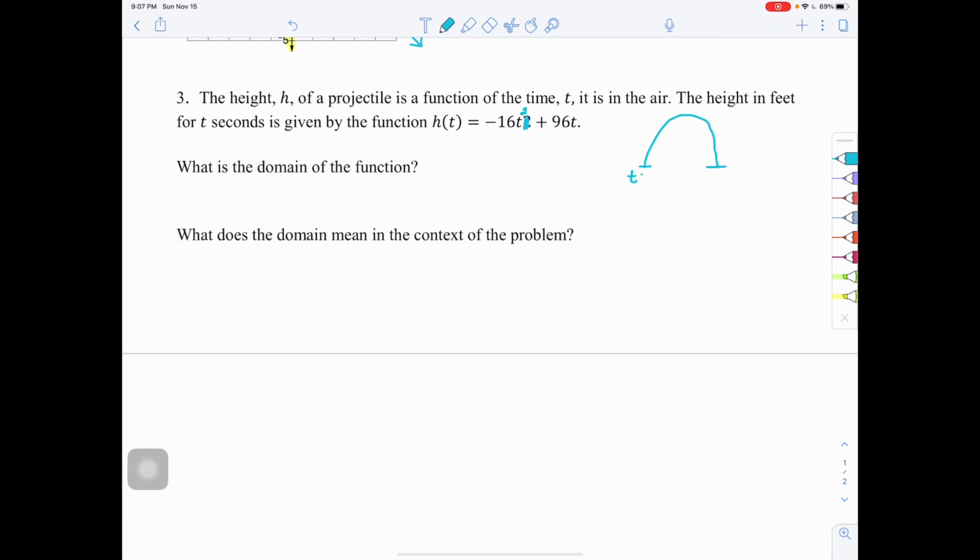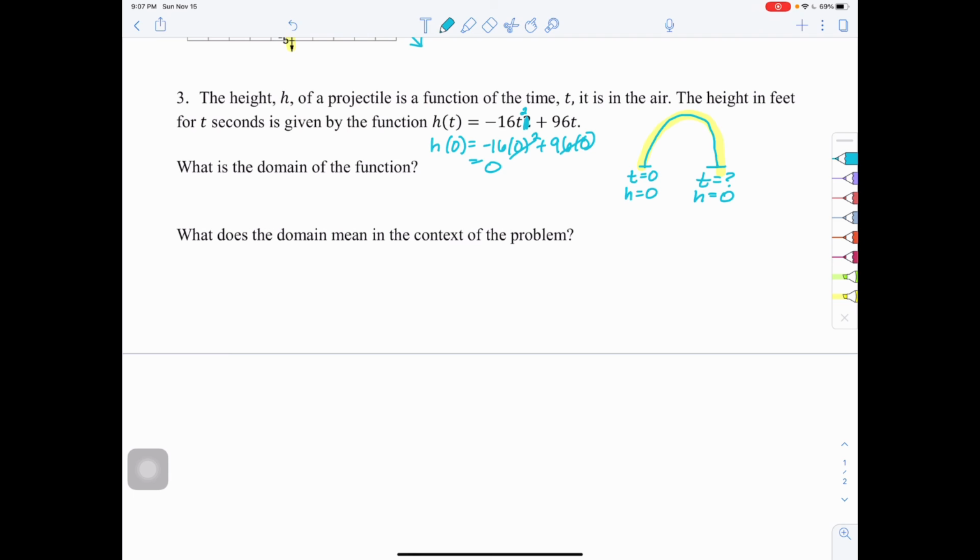Now we know that at the beginning, t is 0. And let's plug in 0 to see the height where it is at time 0. So h of 0 is negative 16 times 0 squared plus 96 times 0. Well, all of that is just 0. So the height is 0 on the ground. So then it's going to go up in the air. And then all of a sudden it's going to come back down to the ground. So what we know is that there must be another time when the height is 0.